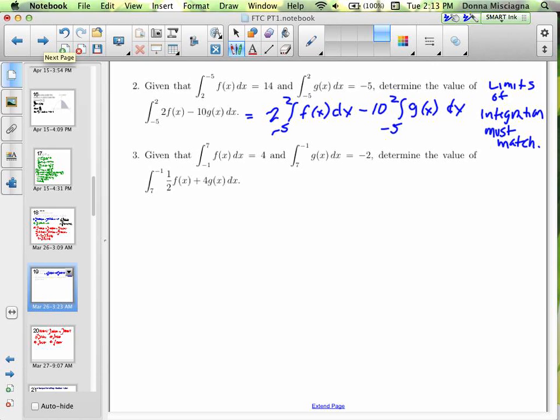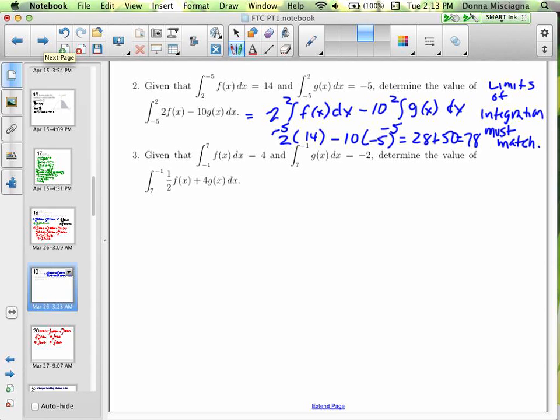Right? So now this would be 2 times 14 minus 10 times -5. So that's going to be 28 plus 50, or 78. Okay. Here's the next one. All right, so they match, from -1 to 7.